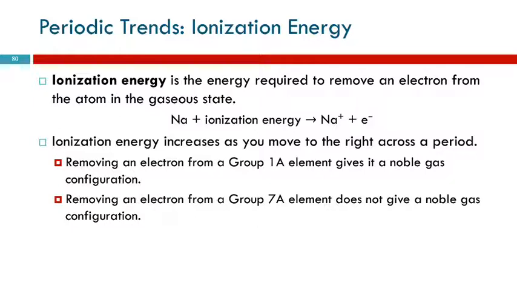Another way to remember this is to think about, well, if I take an electron away from a group 1A element, that's actually going to make it pretty happy because group 1A elements like to lose an electron because then they have a noble gas configuration. So that should be pretty easy. Group 7A element wants to gain an electron to get a noble gas configuration. So it's not going to be real happy if I try to remove an electron. So as we go across the period, it's harder to remove an electron. Ionization energy increases.